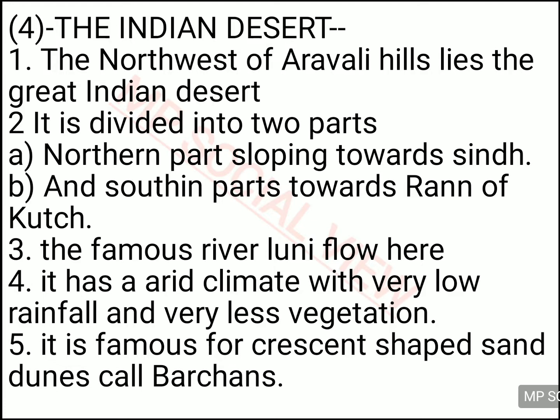Crescent shaped sand dunes are structures on the surface of the earth which are formed by the wind. When the wind blows, it blows the sand and makes a structure in such a way that it takes the form of a crescent. Crescent means half moon. It takes the form of a half moon shape. I will show you the picture and then it will be more clear to you. This crescent shaped sand dune is also known as barchan, which is a special feature of our Indian desert.